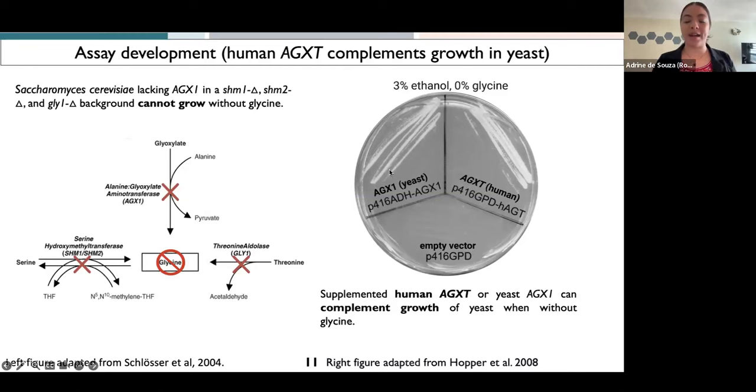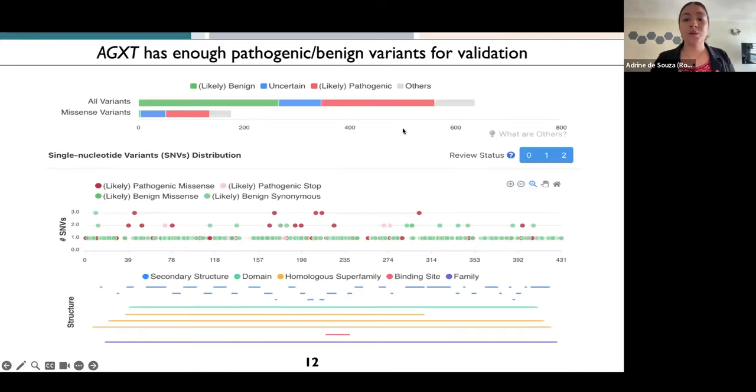But if you add back either the yeast ortholog, AGX1, or the human AGXT, you see more growth because these yeast are able to make glycine and survive in this media. Then, to make sure that we could go large scale, I needed to know that we have enough pathogenic and benign variants for validation of this assay. And here for AGXT, you can appreciate how we have pathogenic and benign variants across the entire protein.